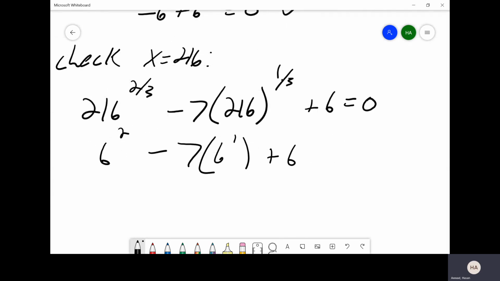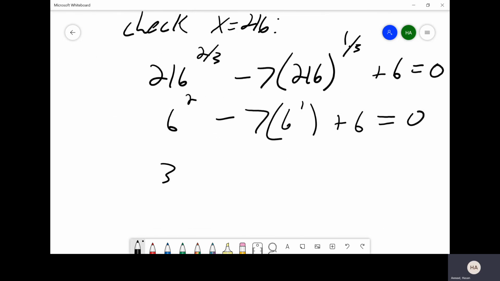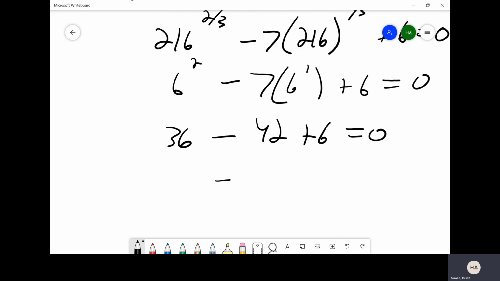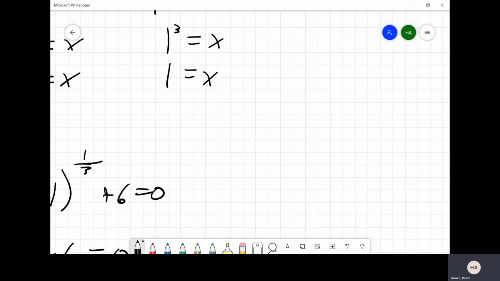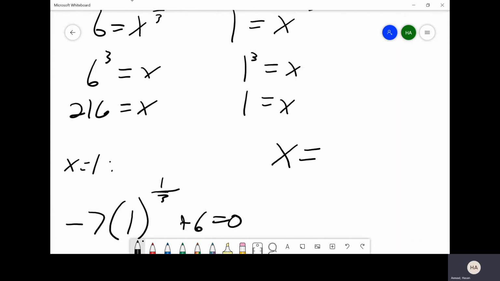So we have 6 squared minus 7 times 6 to the first power plus 6 is equal to 0. 6 squared is 36, minus 7 times 6 is 42, plus 6 is equal to 0. And 36 minus 42 is -6, plus 6 is equal to 0. Hooray! This works out once again. And now we have verified that both solutions are, in fact, good solutions. So our final solution set is x is equal to 1 and 216.